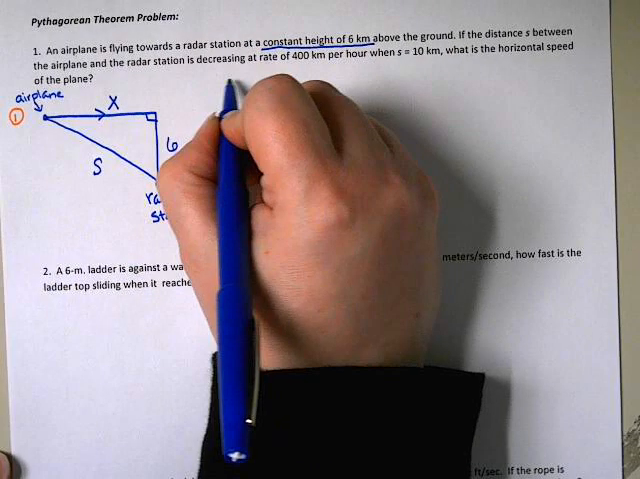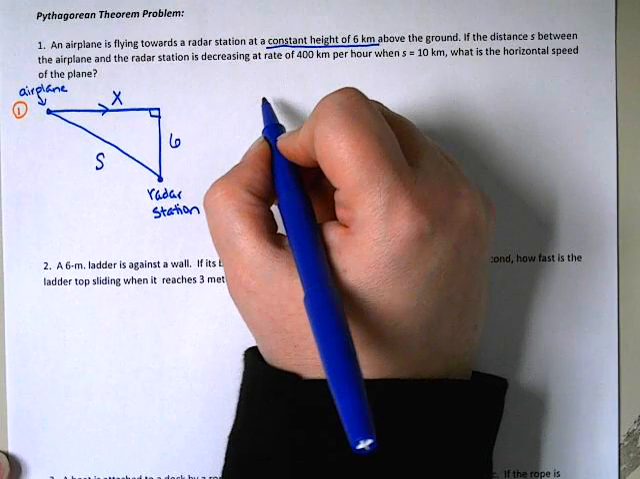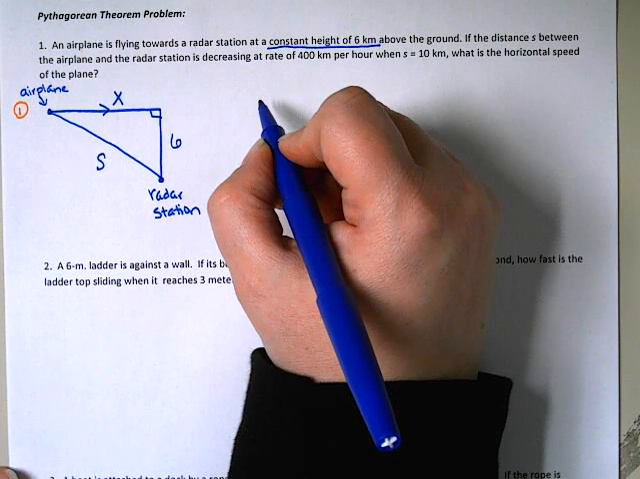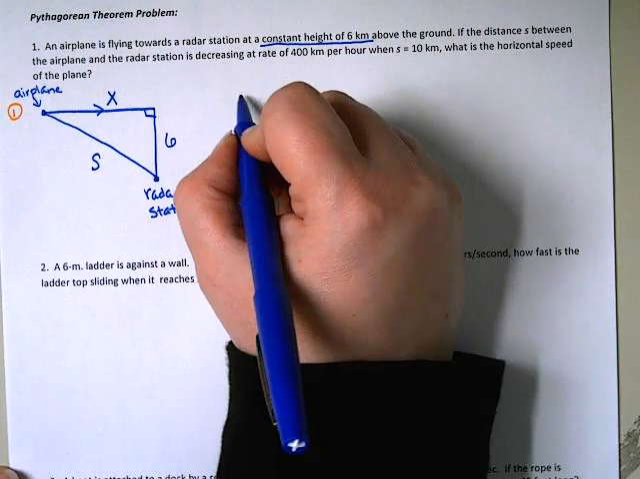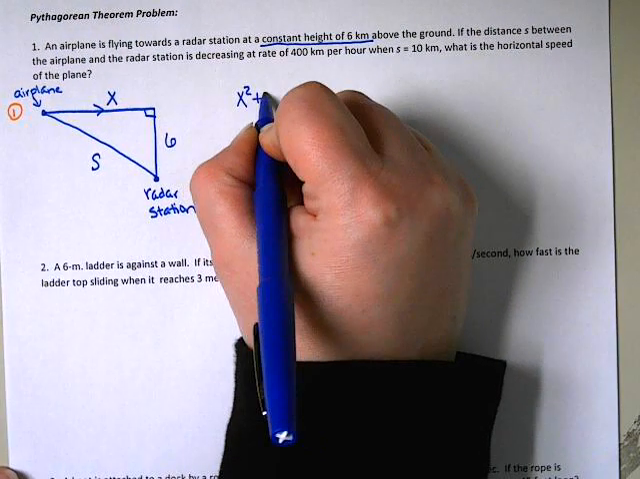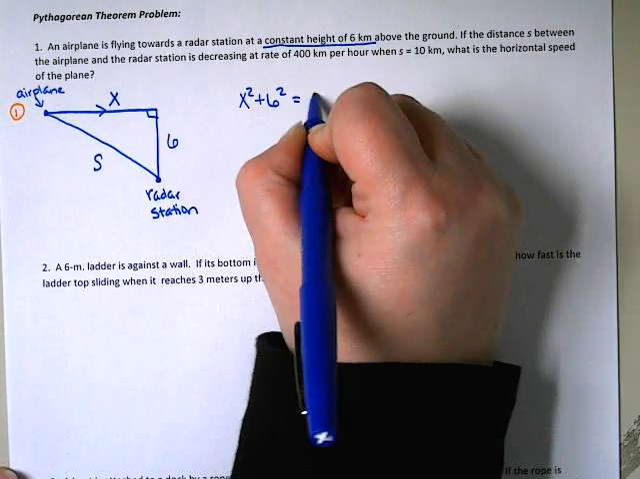Then step 2 we said was to write an equation that relates them. And I already even told you guys that we're going to use Pythagorean theorem. So we're going to write x squared plus 6 squared is equal to s squared.